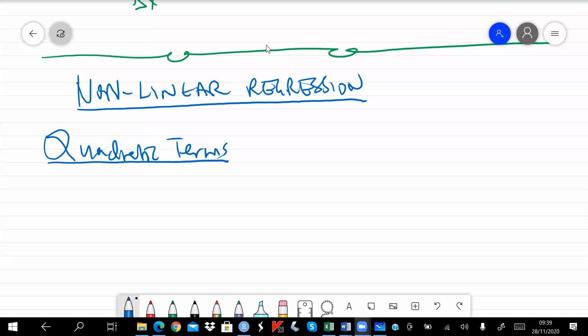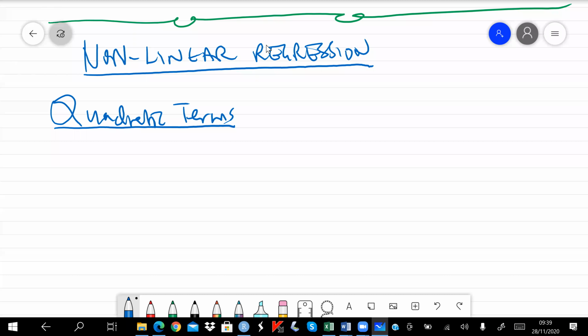Hi guys, I want us today to look at nonlinear regression. And when we talk about nonlinear regression, we talk about regression which is not in the form of a straight line. In our previous classes, we have looked at simple linear regression and multiple linear regression, and all those equations are represented by straight lines, either in two dimensions or in a multi-dimensional space.